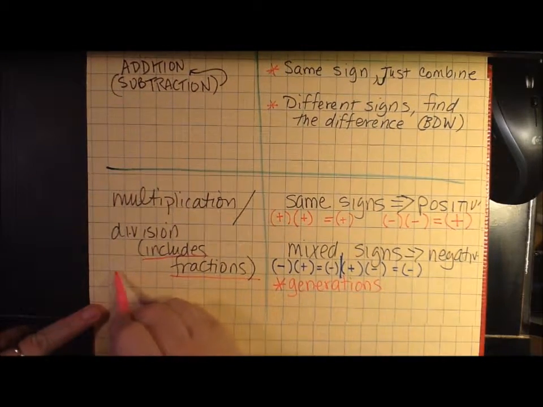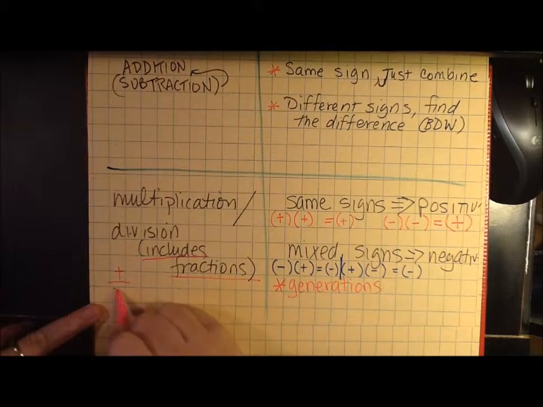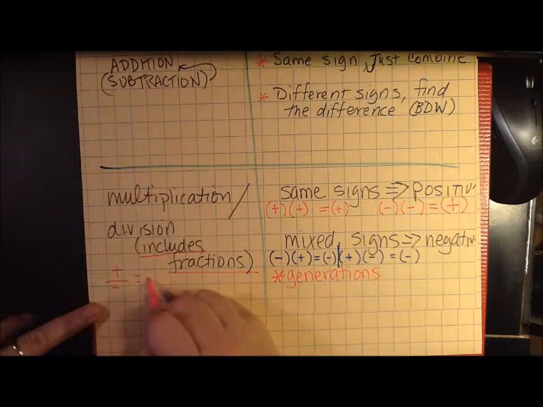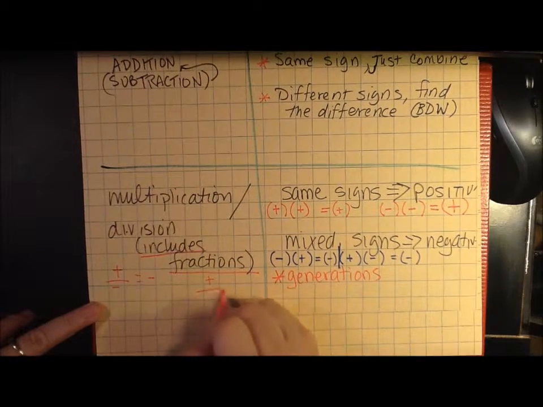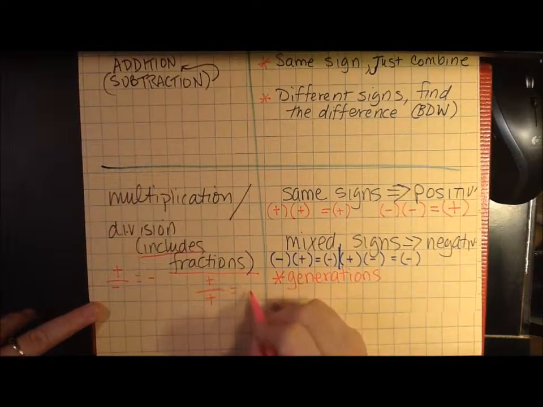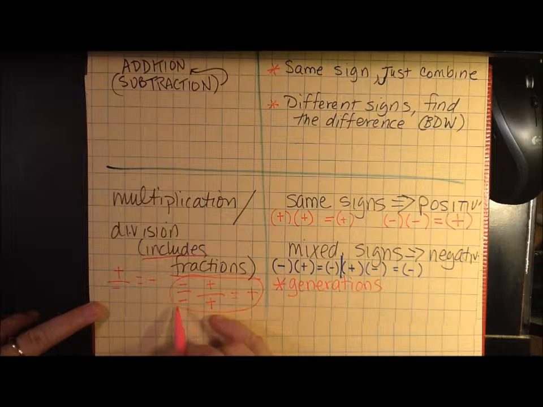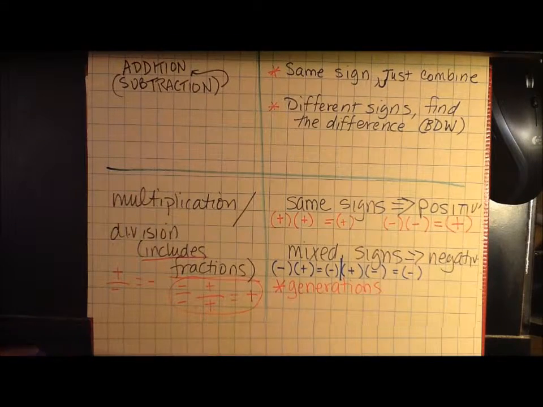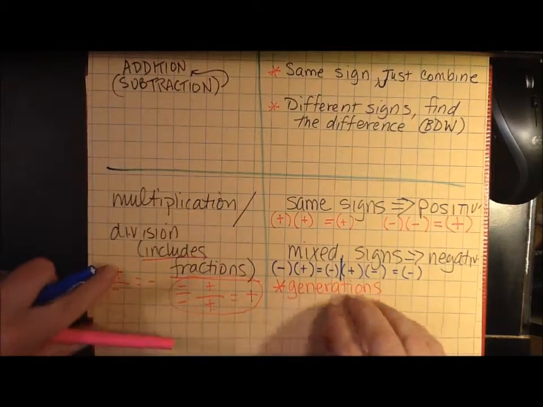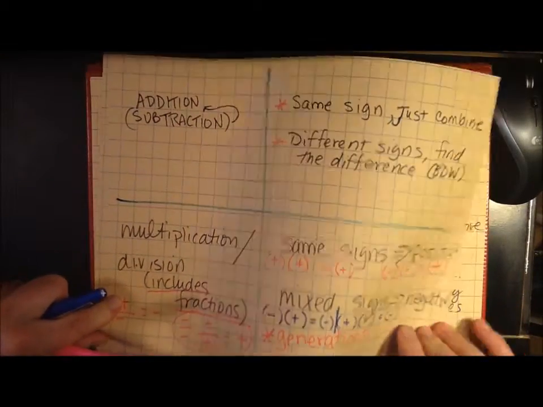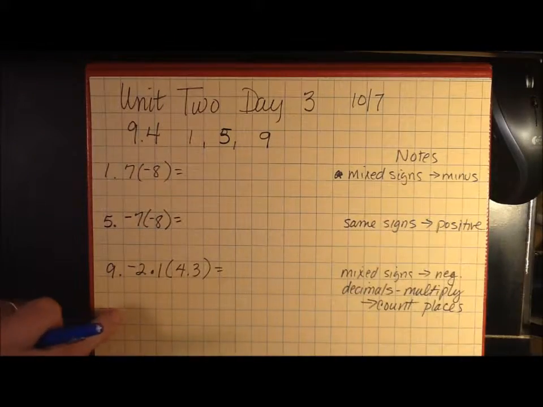So if I have a positive over a negative, that means the whole answer will be negative. If I have a positive divided by a positive, my answer will be positive. If I have a negative divided by a negative, my answer will be positive. Again, as you see this more through the homework and as we practice, you'll get a better feel for this. But generally speaking, this is something I really want you to remember. So let's look at the problems.